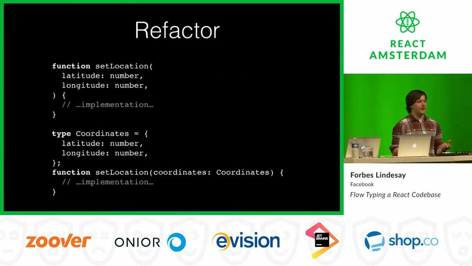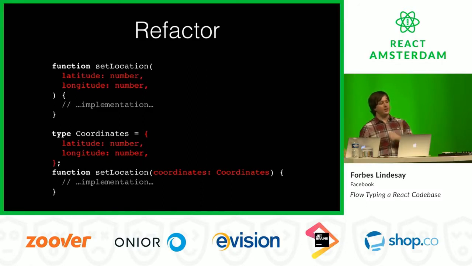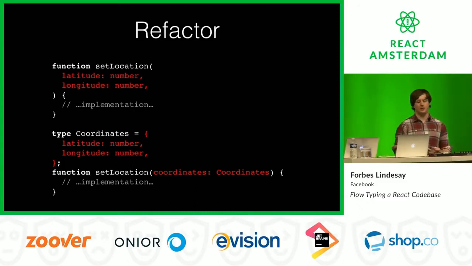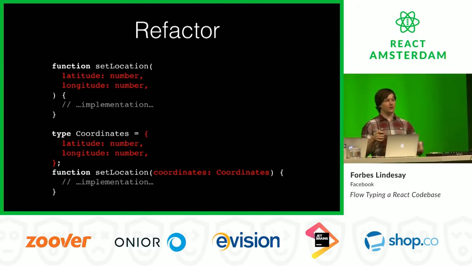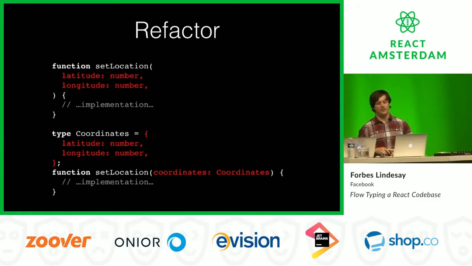I mentioned that it's great for refactoring. So a possible example of this might be if you had a function, say, setLocation, that takes a latitude and a longitude, two numbers, as two separate parameters. And you wanted to change that to say, actually, we'll take a single object that has a latitude property and a longitude property. That refactor can be really hard to do safely in a very large code base. But Flow can identify that the type of the object coordinates does not match the two separate number arguments. So it will identify any of the call sites of this function that haven't been converted to your new post-refactor methodology.